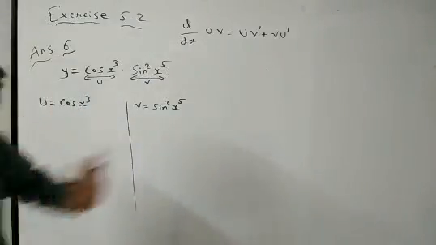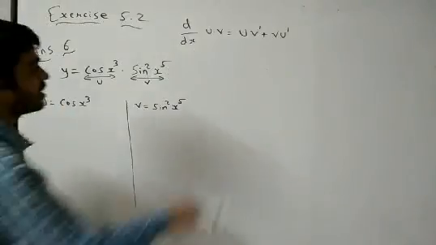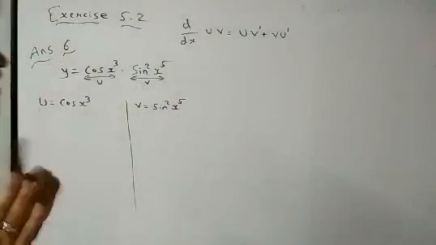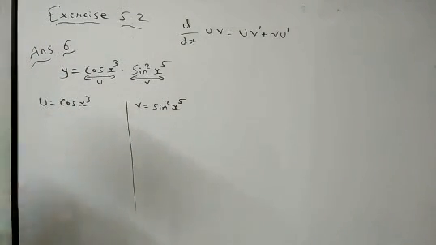that we have. Value of v also we have. But what values are we not having? u dash and v dash. Now here all our question lies. u dash and v dash we don't have. Now we want to find the derivative of u, that is u dash.